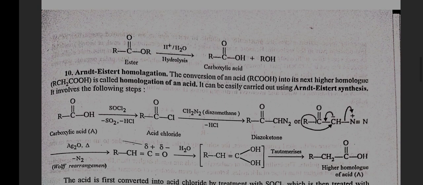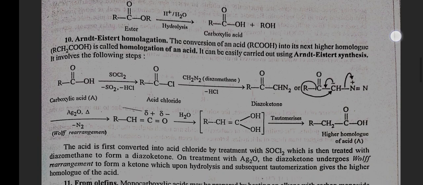10th, Arndt-Eistert homologation. The conversion of an acid into its next higher homologue is called homologation of an acid. It can be easily carried out using Arndt-Eistert synthesis. It involves the following steps.